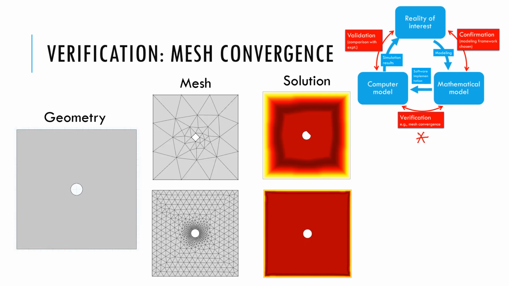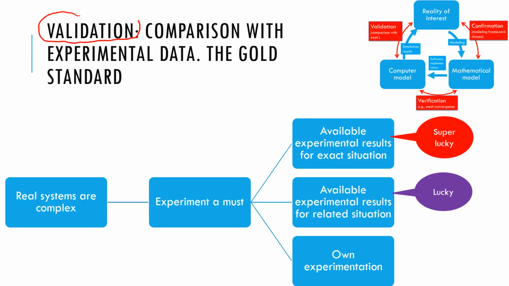The most formal approach in verification is to do a mesh convergence. In mesh convergence, we refine the mesh until the solution stops changing. This error due to coarse mesh is the most significant error at this stage, and by doing mesh convergence, we try to minimize that error. Now we come to validation, the most important step.